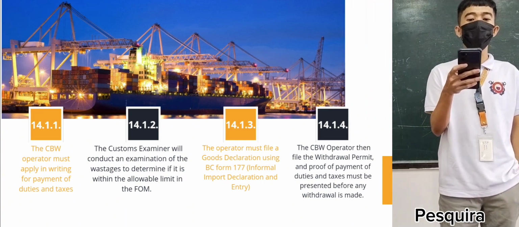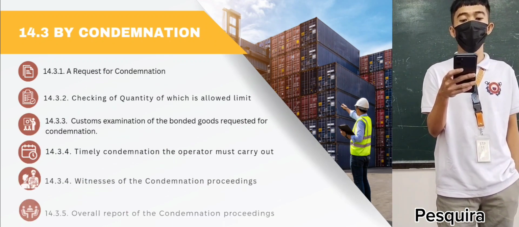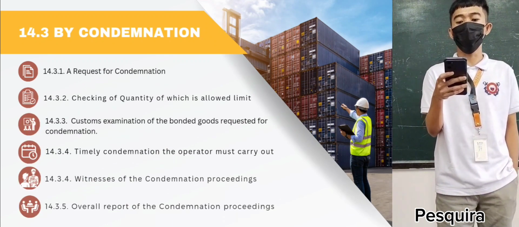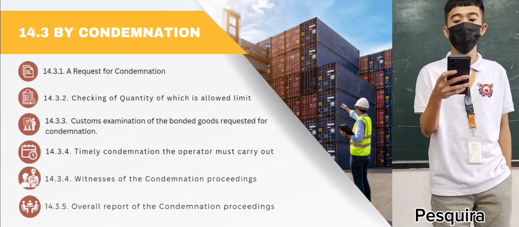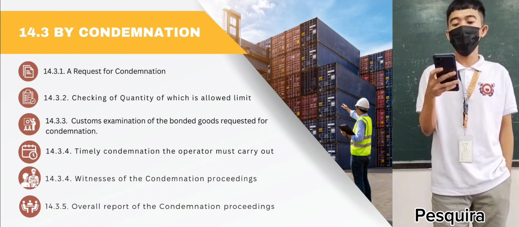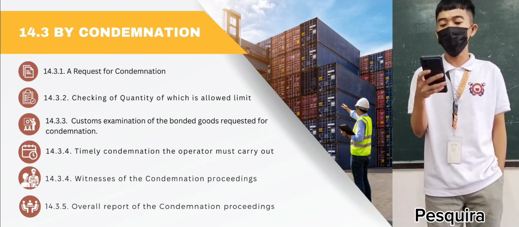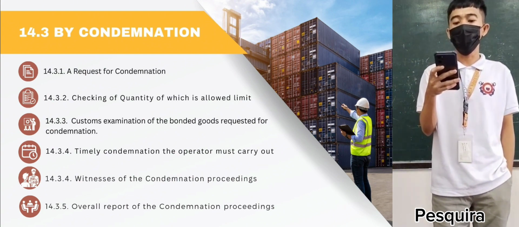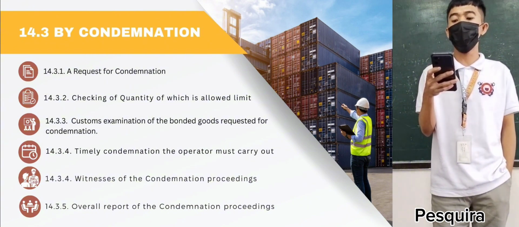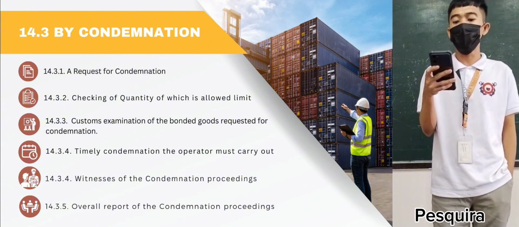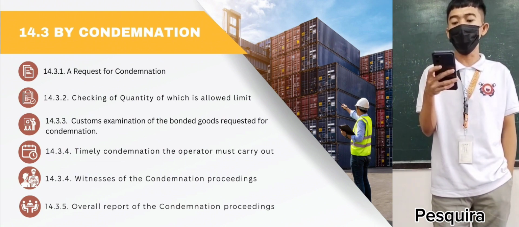I will now discuss the continuation of Section 14, disposition of wastages, rejects, and byproducts. 14.3. By condemnation. Wastages, rejects, and byproducts shall be withdrawn and disposed by the CBW operator through condemnation, following the procedures outlined below.